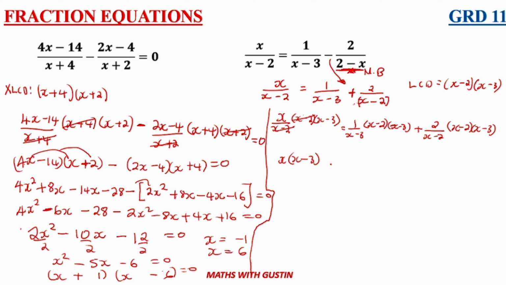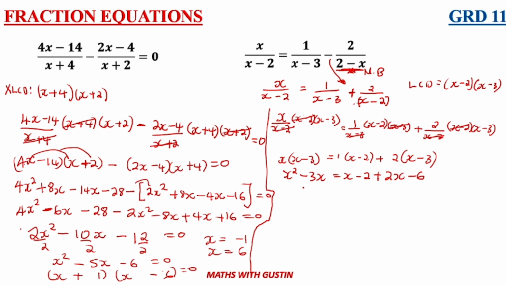All right, and then what else? In this case here, x minus 3 would cancel out with x minus 3. Therefore, we're left with 1 times x minus 2, and then plus 2. X minus 2 cancels out with x minus 2, therefore we're left with 2 times x minus 3. So we remove the brackets on either side. X times x will give us x squared. X times negative 3 will give us negative 3x. It is equal to x minus 2, plus 2 times x is going to be plus 2x, and 2 times negative 3 is going to be negative 6.